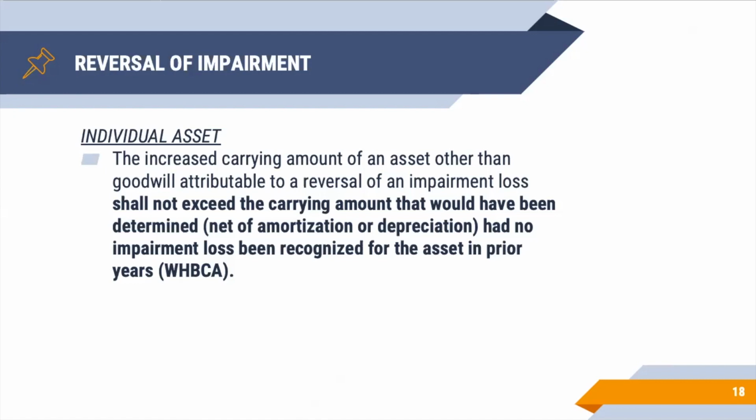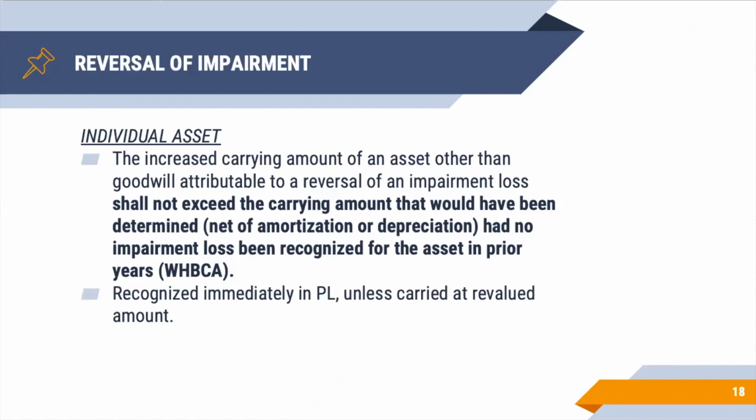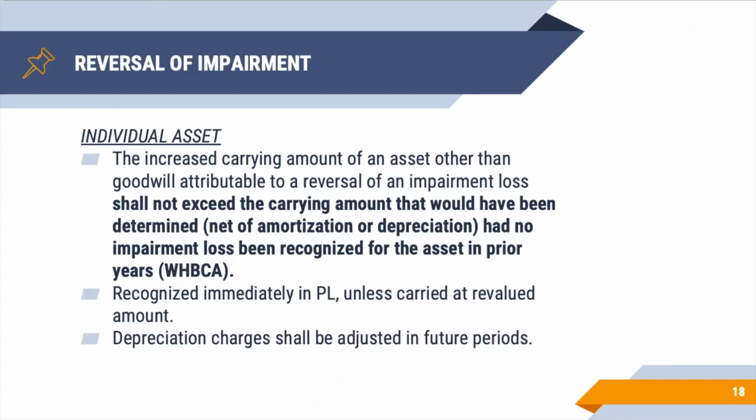In layman's term, ang ibig sabihin ng would have been carrying amount is how much is the carrying amount kung wala sanang impairment na nangyari in the past. Okay? So, the reversal is recognized immediately in profit or loss unless it is carried at revalued amount. So, we will talk about that in the next video. So, since it is already recognized immediately in PL, it will be recognized as a gain on reversal of impairment. So, depreciation charges shall also be adjusted in future periods. Okay, let's have an example for this.